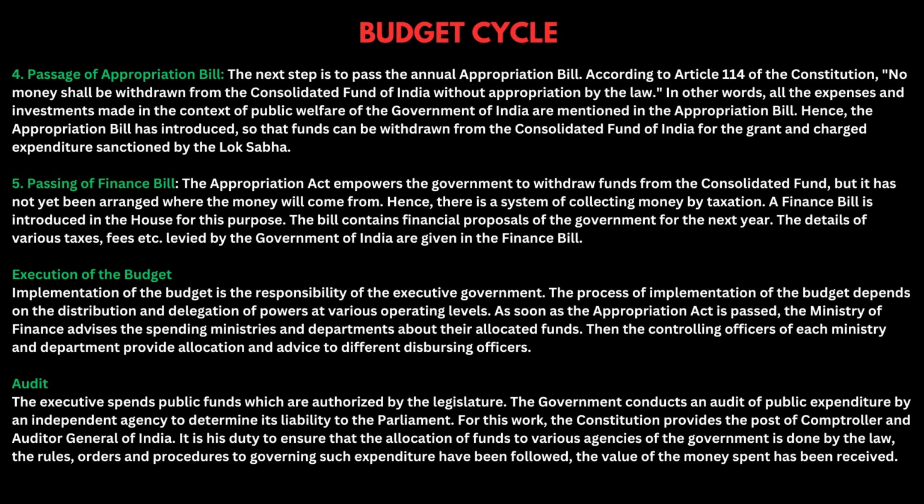Audit. The executive spends public funds which are authorized by the legislature. The government conducts an audit of public expenditure by an independent agency to determine its liability to the Parliament. For this work, the Constitution provides the post of Controller and Auditor General of India. It is his duty to ensure that the allocation of funds to various agencies of the government is done by the law. The rules, orders and procedures governing such expenditure have been followed. The value of the money spent has been received.